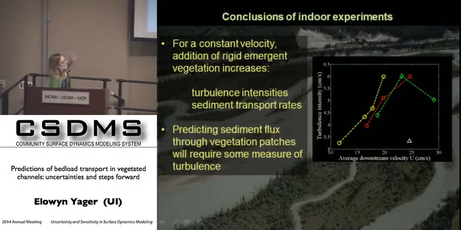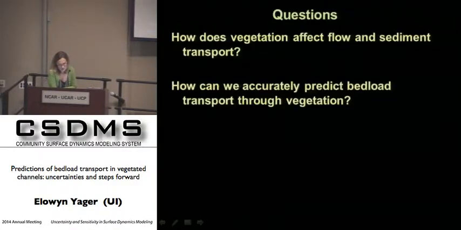But the main take home that I want you to look at in these experimental results is that we significantly change turbulence. That means we significantly change bed load transport rates. And this has really large implications for trying to predict bed load flux in fields of vegetation. So that brings us to the second question: how can we accurately predict bed load transport through vegetation?